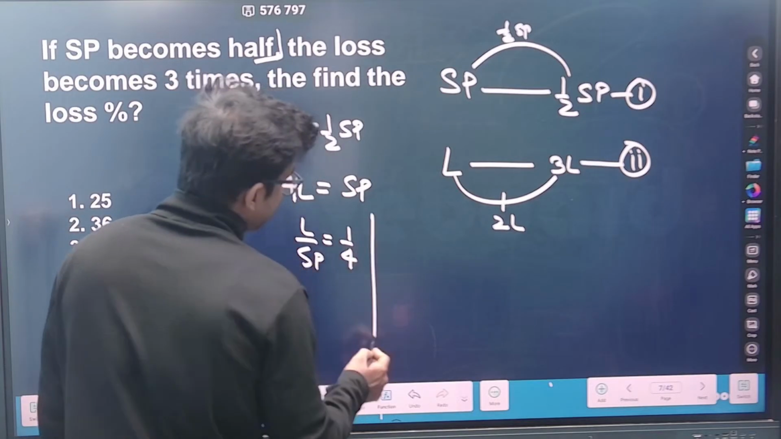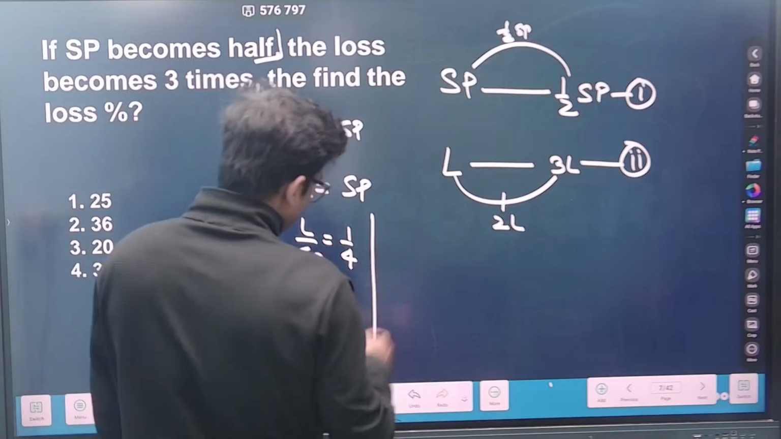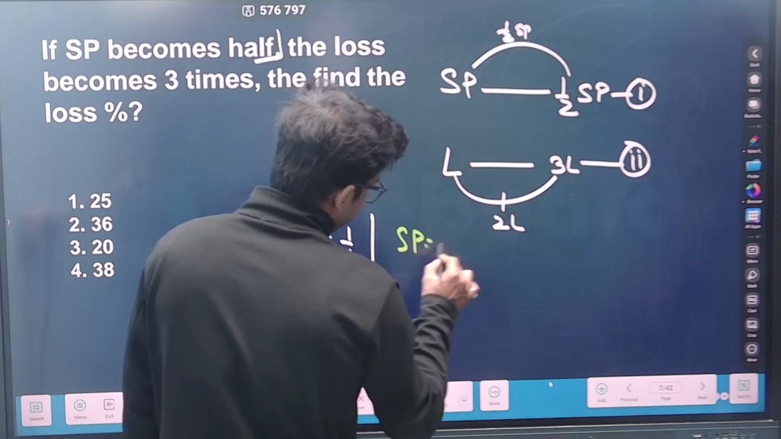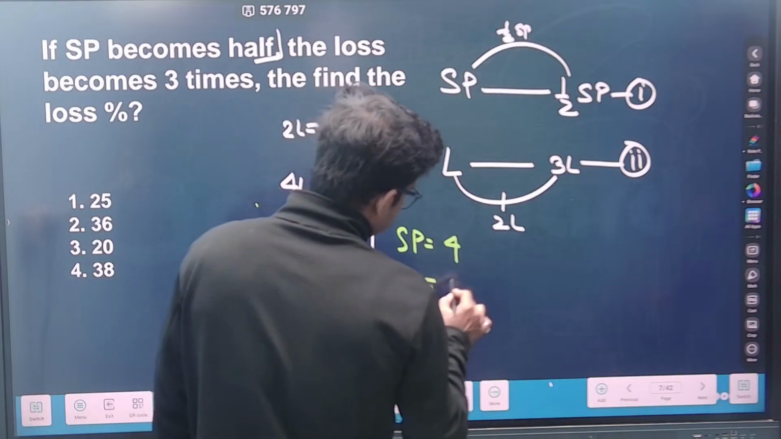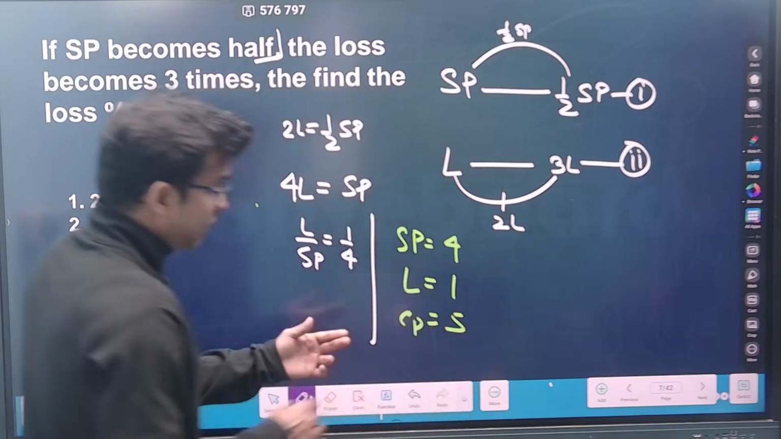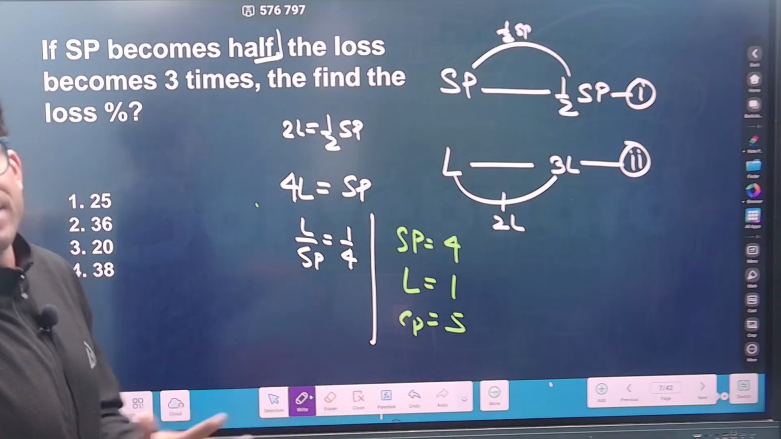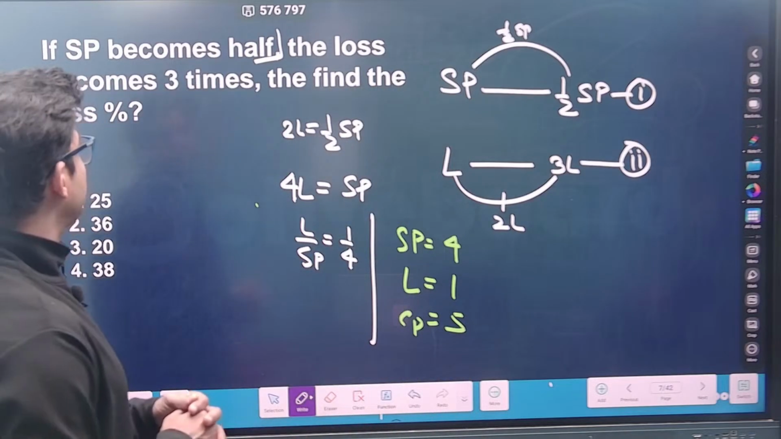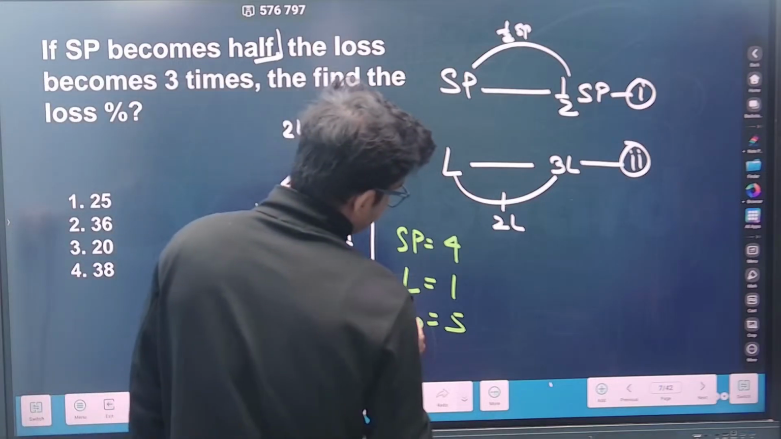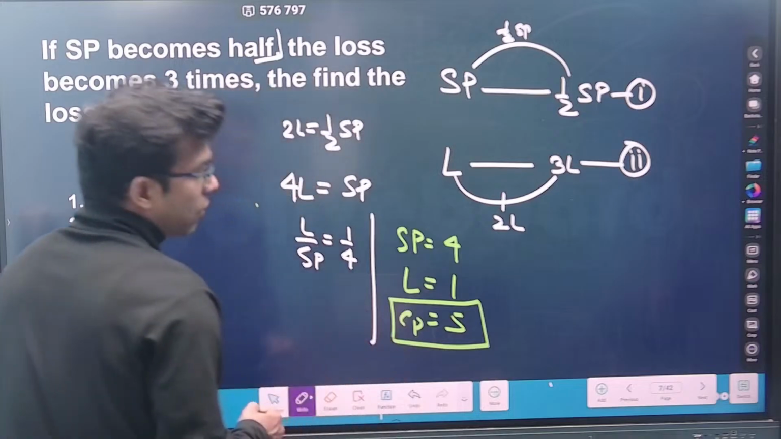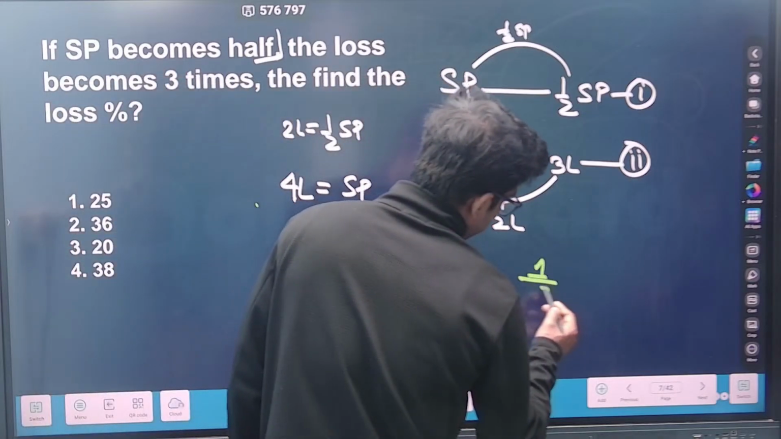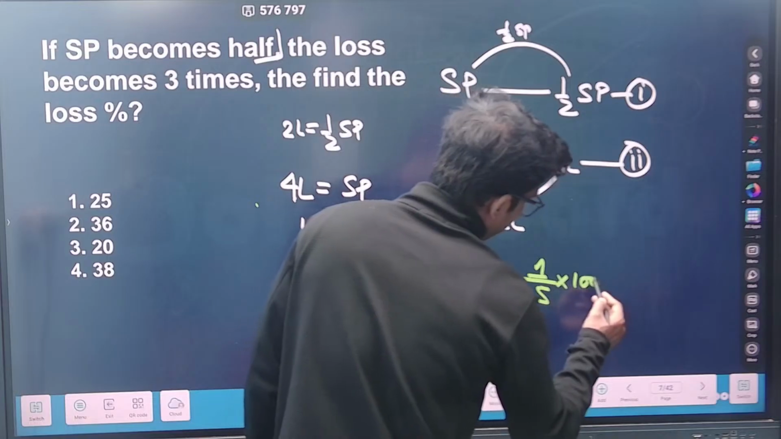So my selling price is basically 4 and my loss is basically 1. Then my cost price would definitely be 5, because only then there is a loss, correct? They are asking to find the loss percentage. Loss is always counted on the cost price. So there is a loss of 1 on the cost price 5. So 1 by 5 into 100 is what? 20%.